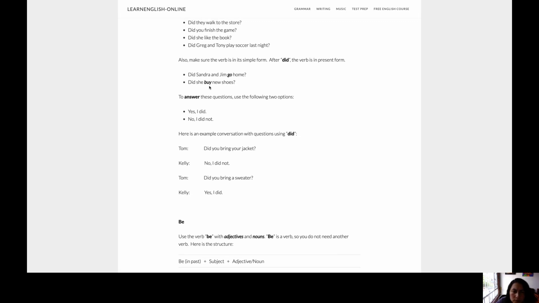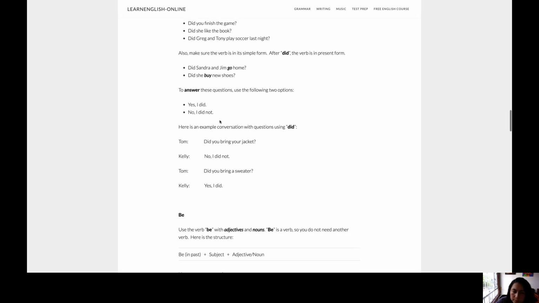Regarding the second example, did she buy new shoes? Yes, she did. O no, she did not o didn't. ¿Sí? Entonces, para responder yes, no question de forma simple, pues utilizo el sujeto, menciono sí o no, y agrego el auxiliar si es afirmativo o si es negativo, obviamente con el not.